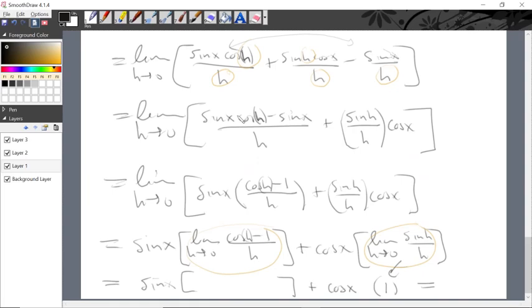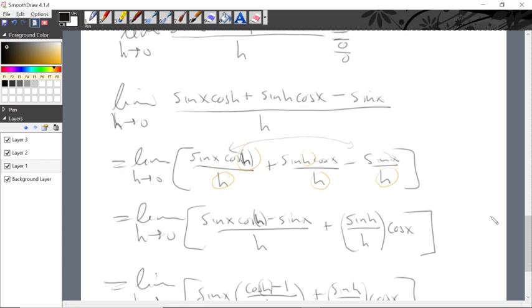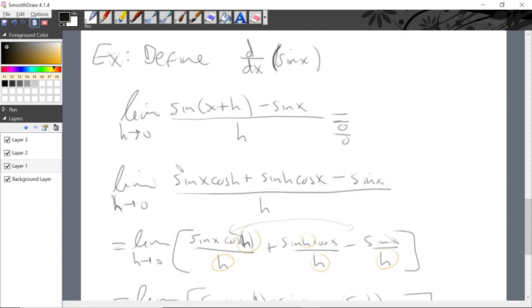So back to our derivative of the sine. This limit right here, therefore, is equal to 0. That means we have sine of x times 0 plus cosine of x times 1, and that leaves us with the cosine of x. That is, we've just established, by the definition of the derivative, that the derivative of the sine of x with respect to x is equal to the cosine of x.